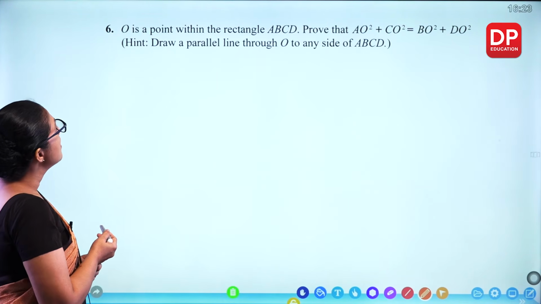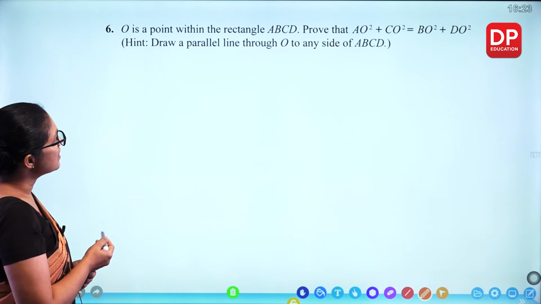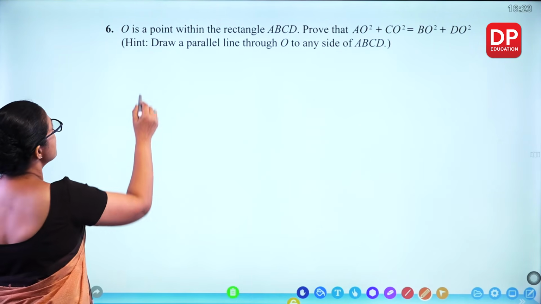Question number 6. O is a point within the rectangle ABCD. It's a rectangle now.